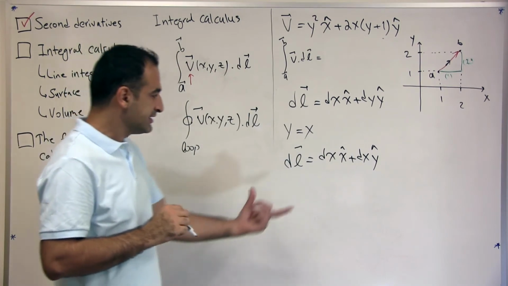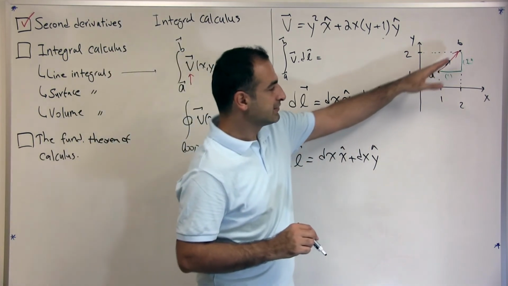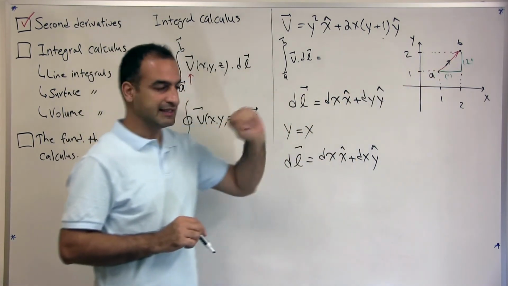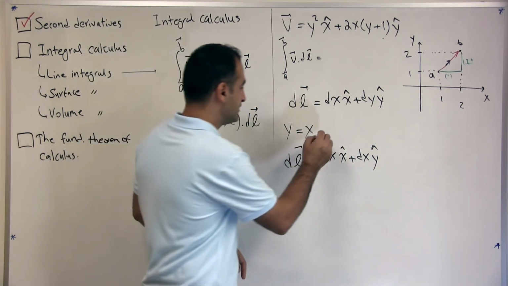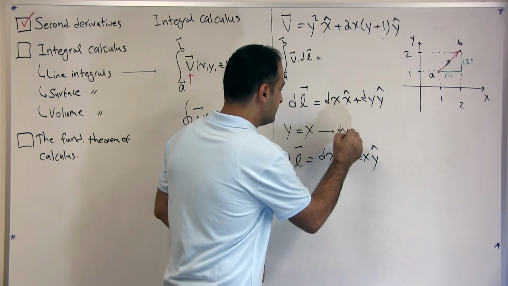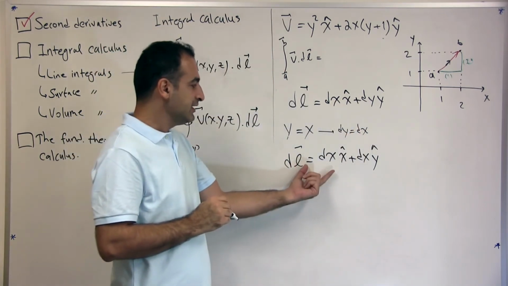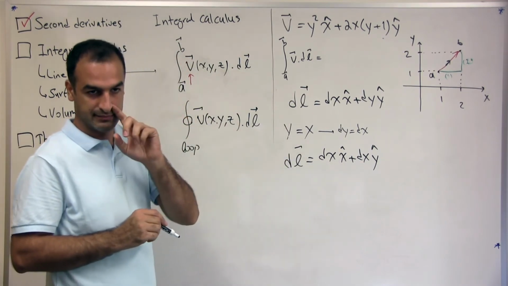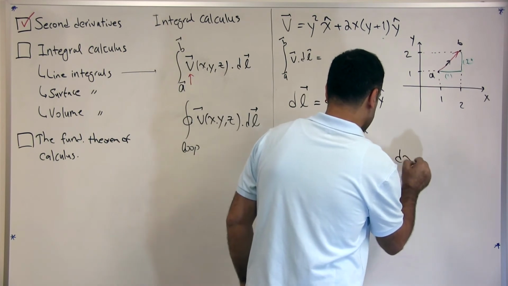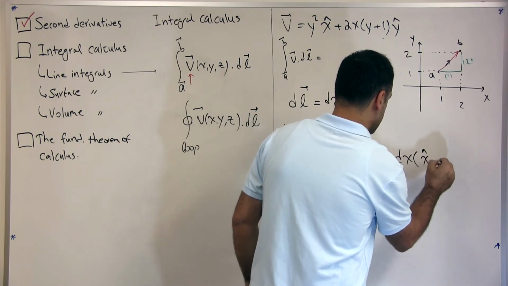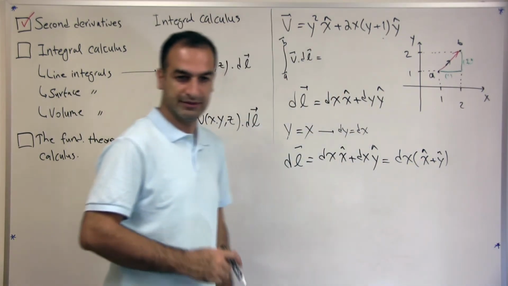So this line defines your path going straight from A to B at 45 degrees, on the line y equals x. y equals x means that your dy is also equal to dx. So this is the way you really set your path. And if you want to simplify this a little bit, you can write it as dx times (x hat plus y hat). This is the vector part, and this is the scalar part.